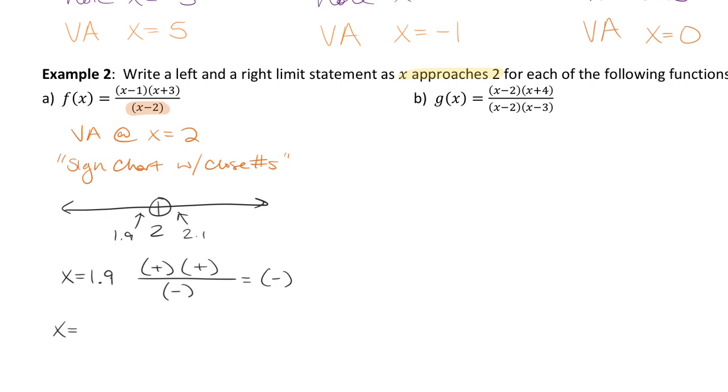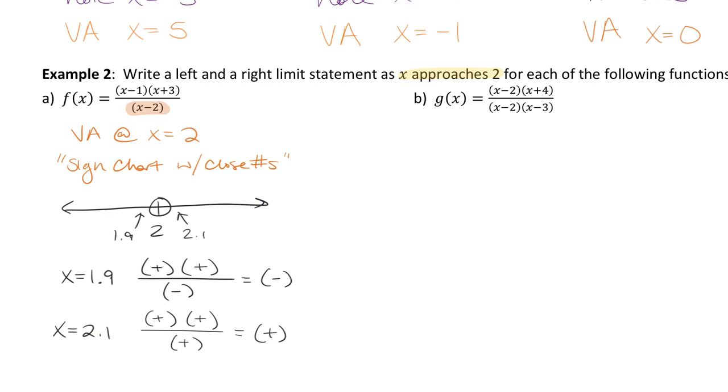Let's do the same thing, but let's use 2.1. If you're wondering what Ms. Quigley is plugging these numbers into, it's the original equation printed on our paper. 2.1 minus 1 is a positive number. 2.1 plus 3, positive number. 2.1 minus 2 gives me 0.1. That's a positive number. That section is positive.